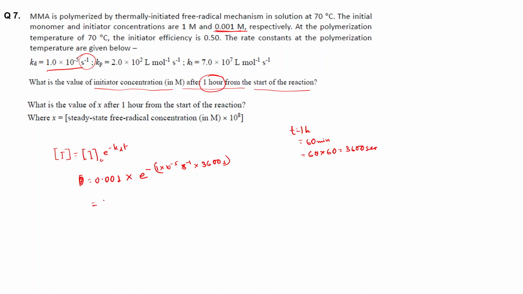So there you can write second inverse into 3600 seconds. The second inverse and second will be cancelled out, and it will be 10 to the power minus 5 into 3600. If you find the value in the calculator, it will be around 0.964. So the answer will be 0.0000964. This will be the concentration of initiator after 1 hour.